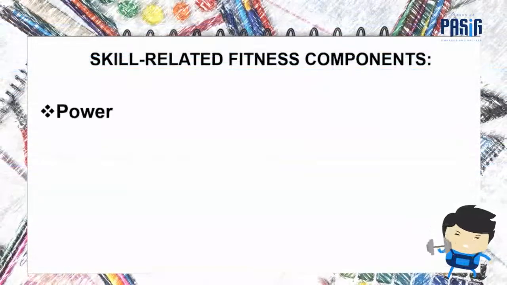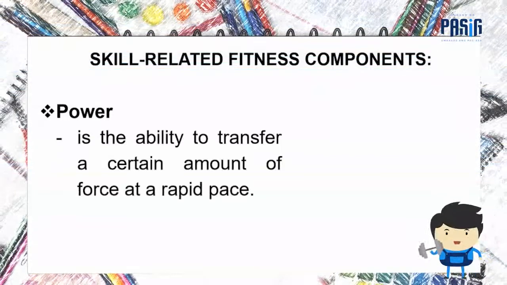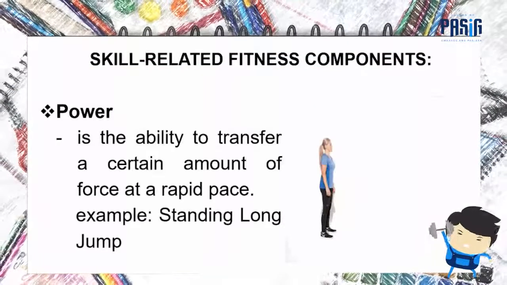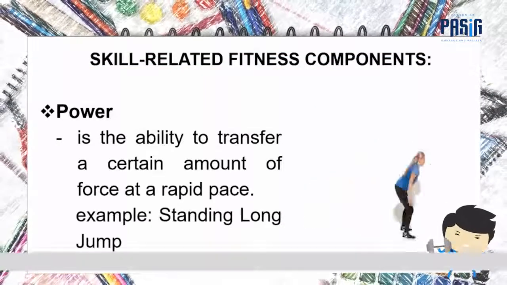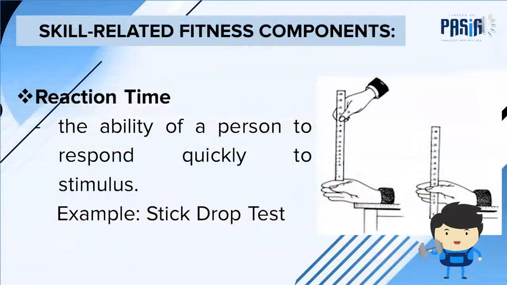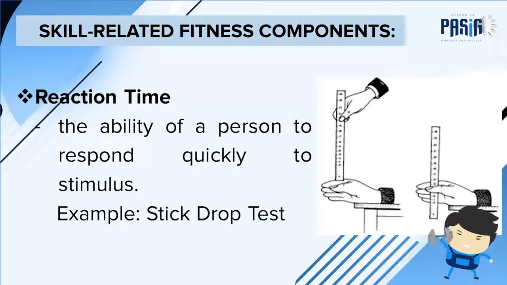Another component of skill-related fitness is power. It is the ability to transfer a certain amount of force at a rapid pace. One example is standing long jump. And the last component is the reaction time. It is the ability of a person to respond quickly to stimulus. One of the examples is the stick drop test.